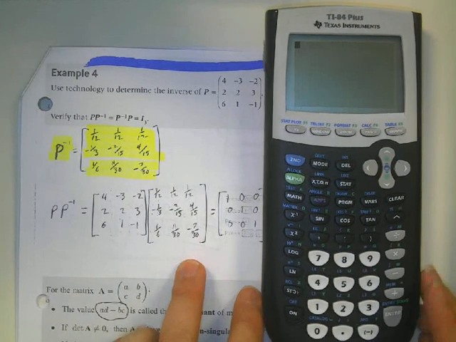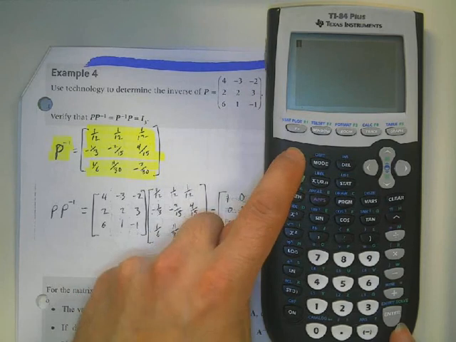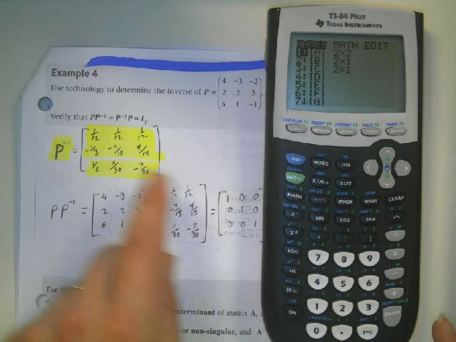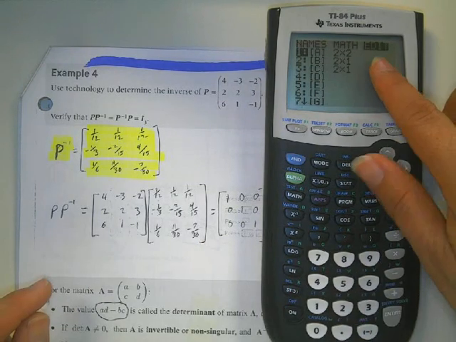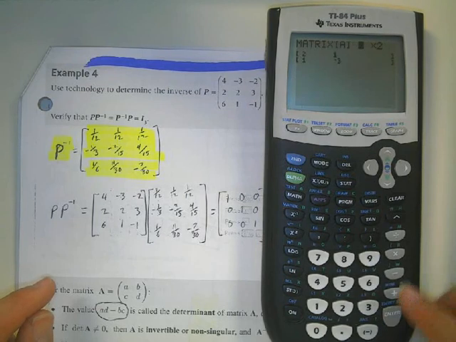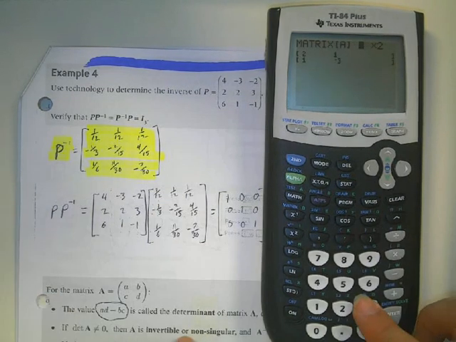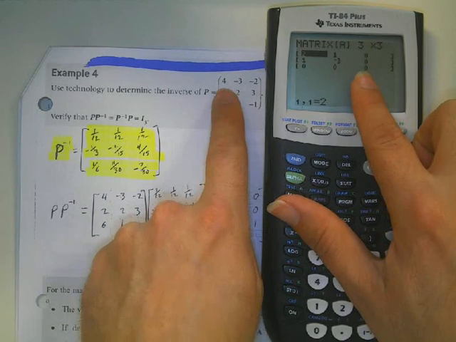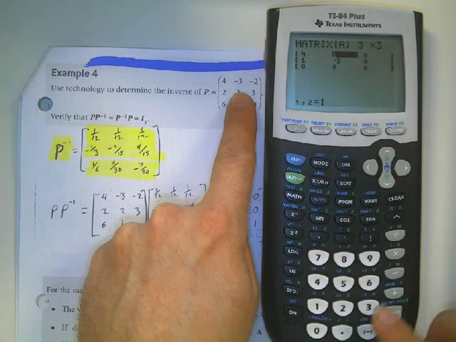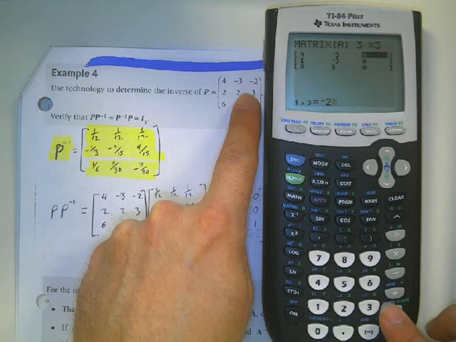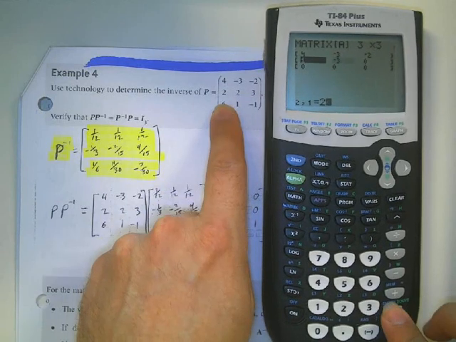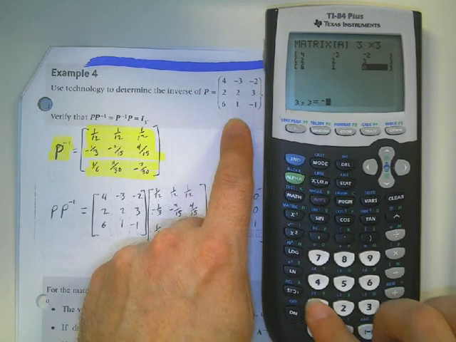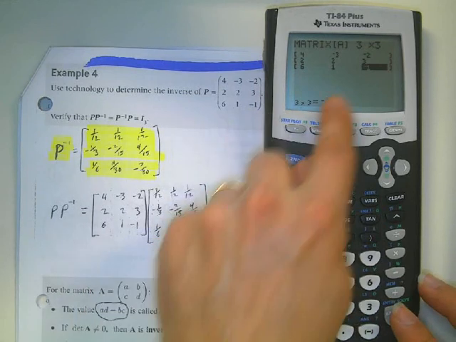Okay, so to get the matrix mode, I press second, and then this x to the negative 1, which in blue says matrix, and I'm going to edit the first matrix. So I'm going to arrow over to edit. I'm going to hit enter, and we've got a 3 by 3 matrix. So I'm going to hit 3, enter, 3, enter, and now it shows a 3 by 3 matrix, and I'm going to put in all these numbers: 4, negative 3, negative 2, 2, 2, 3, 6, 1, negative 1. Okay, so I've entered in my matrix.